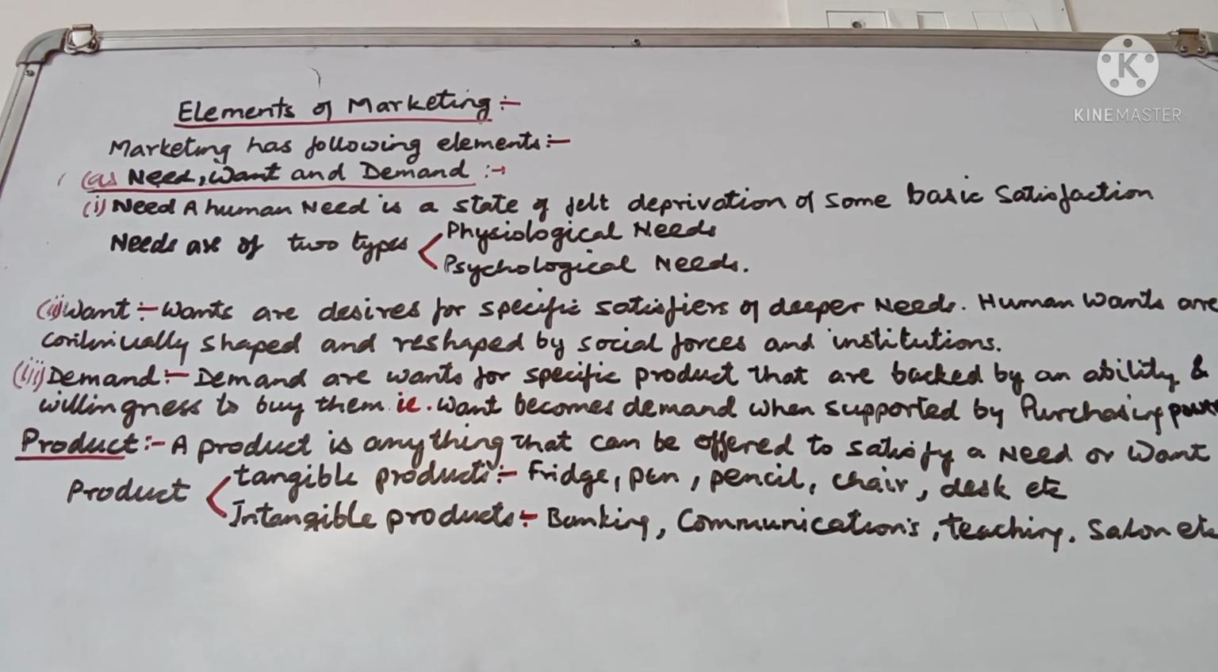Whereas when we talk about tangible products, there is a change in ownership. For example, your refrigerator, fridge, pen, pencil, chair, desk, mobiles, and whatever, these are all tangible products. What we can see, we can feel, we can use. But with intangible products, we can only avail these services, we cannot own these services. So this is the basic difference between the tangible and intangible products.